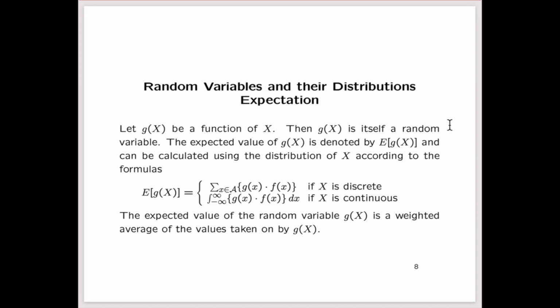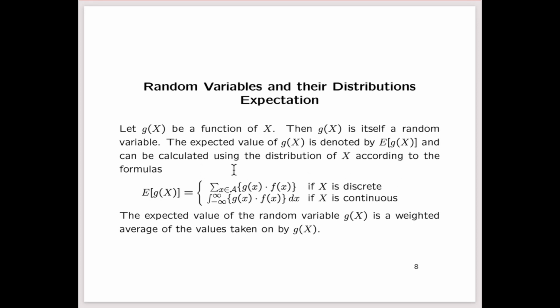All right, and so g of x is a random variable, and so it makes sense to talk about the expected value of g of x, just like we talked about the expected value of x itself. So, the expected value of g of x, which is denoted as you would probably expect, E of g of x, is defined in an analogous way to what we saw for the expected value of x itself.